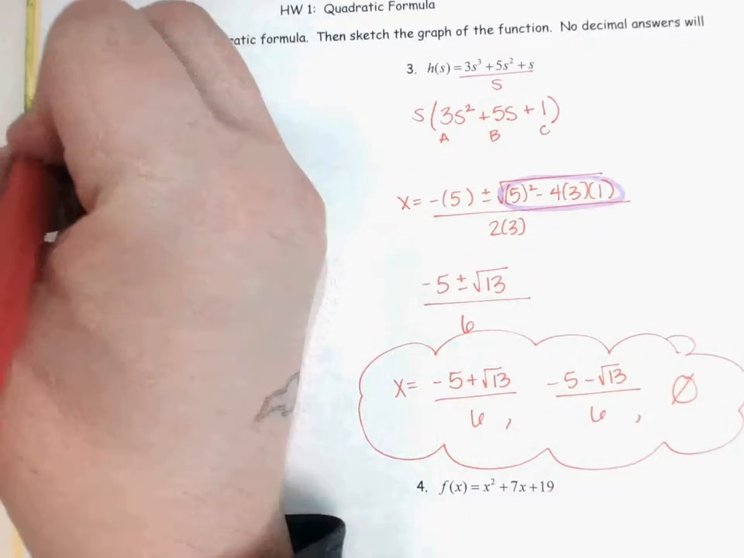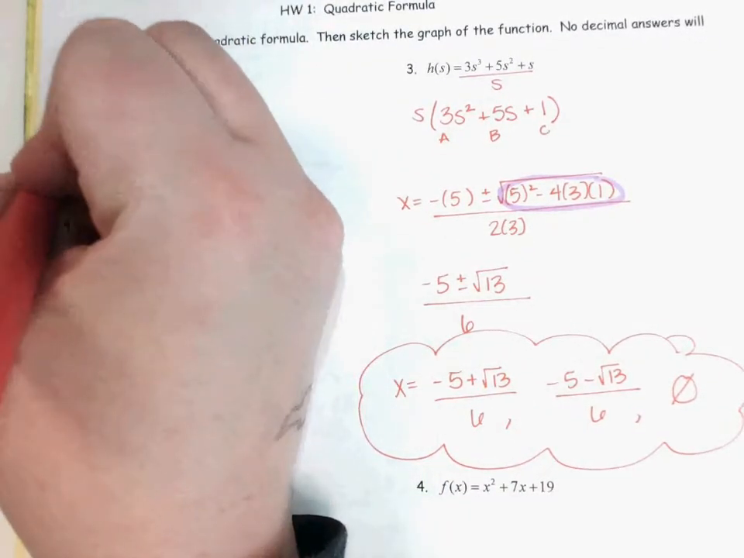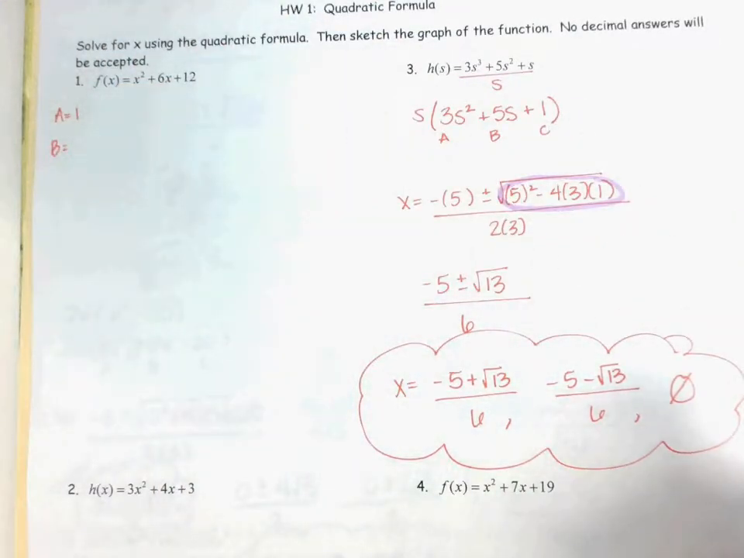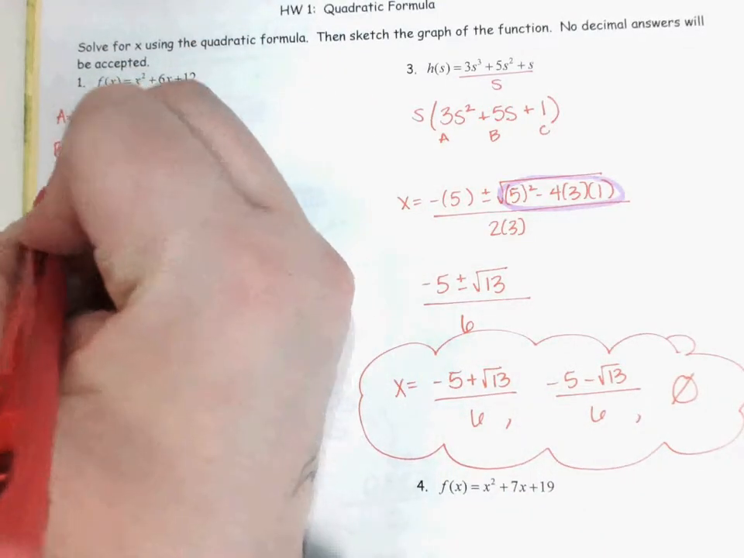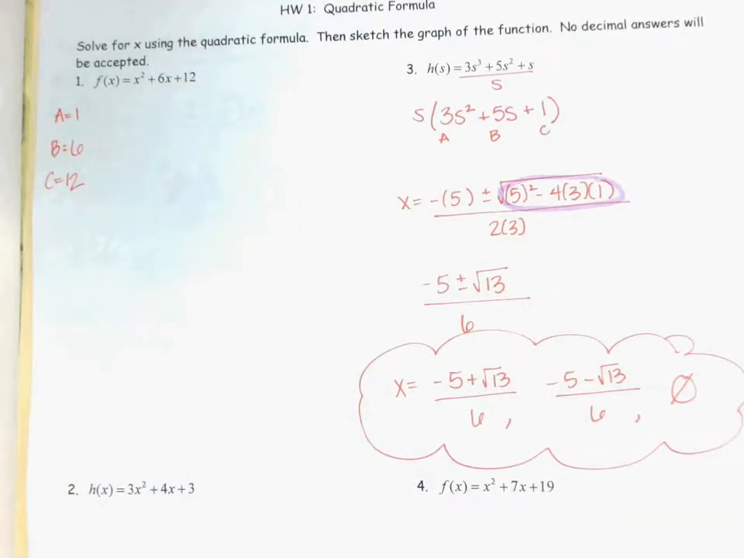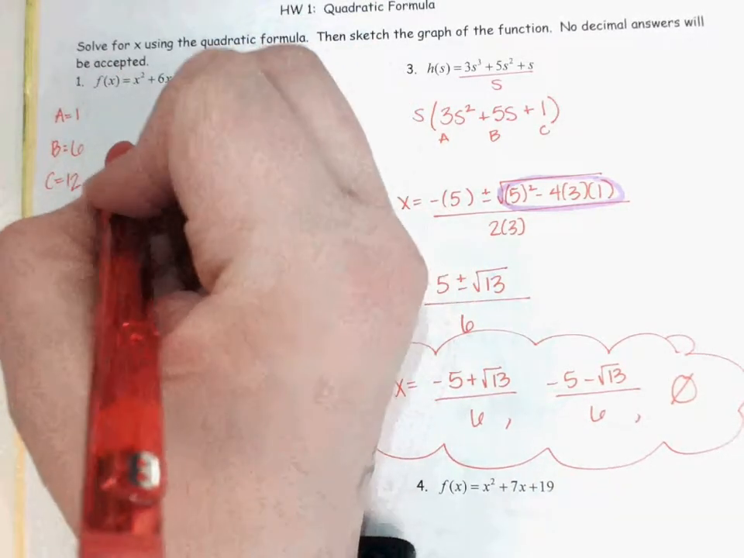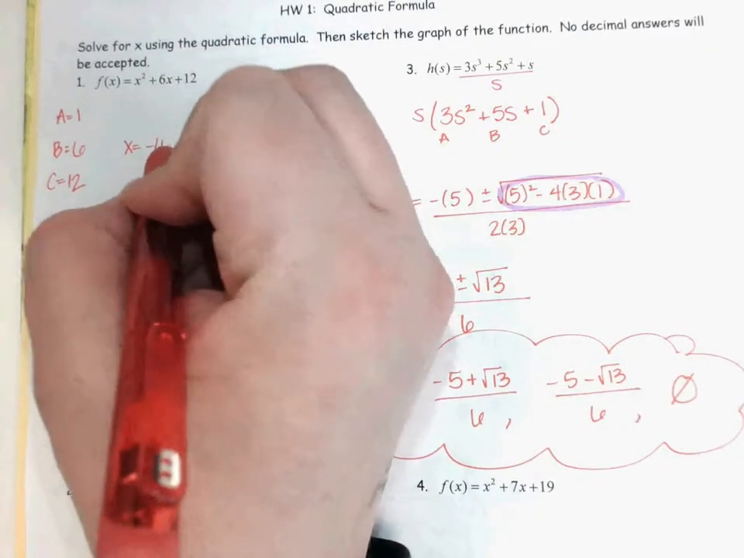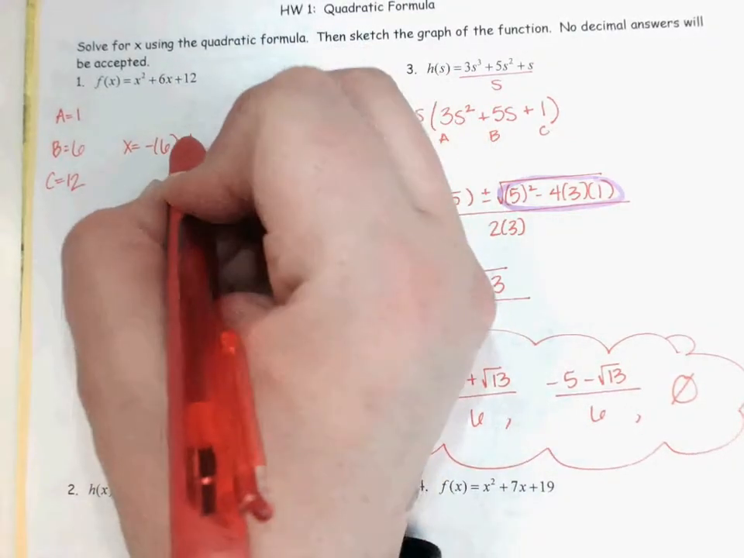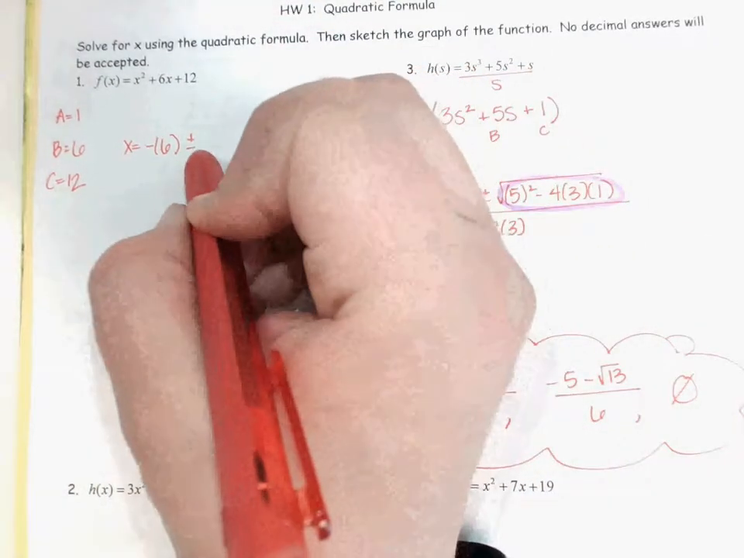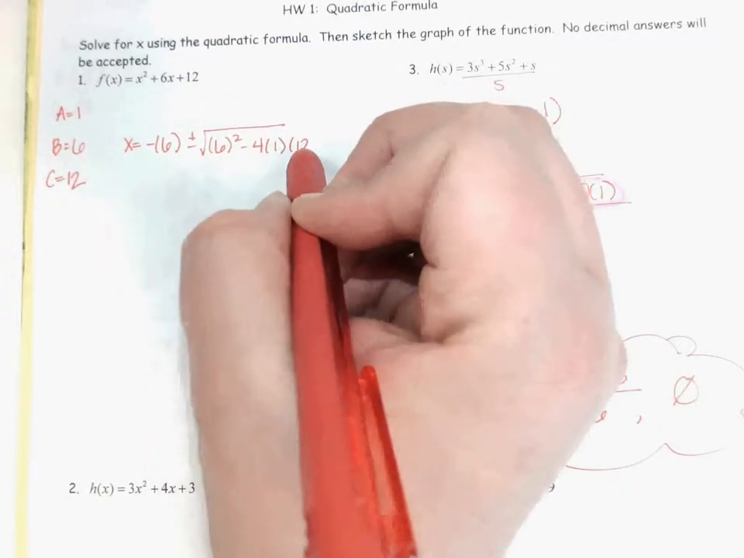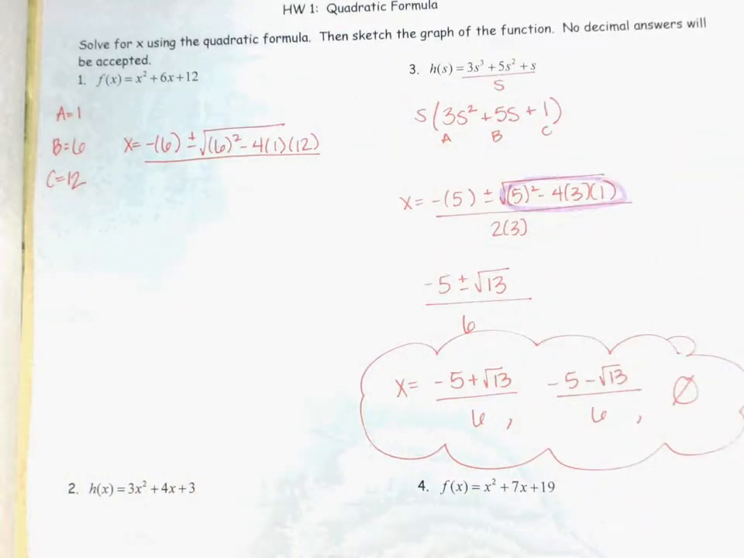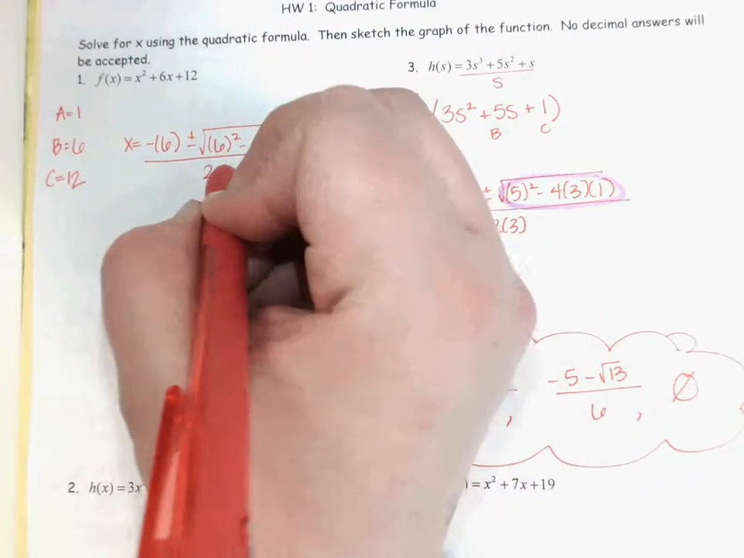Miss, the one it can divide by 1 and 12 or 20? 1 and 12? No, you can't do a chart on it. You have to do the ABC, this thing instead. Okay, so my A is a 1, my B is a 6, my C is a 12. So x equals negative B, that's a 6, plus or minus, square root. B squared is 6 squared minus 4 times A times C. A is a 1, C is a 12. All divided by 2A, which is 2 times 1.